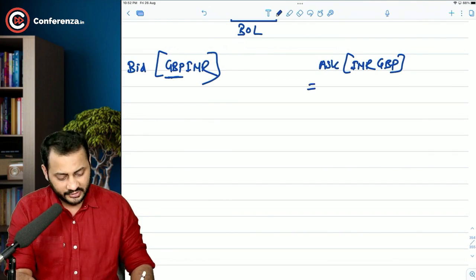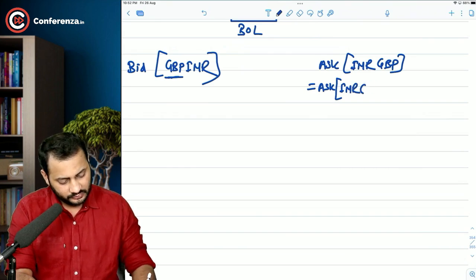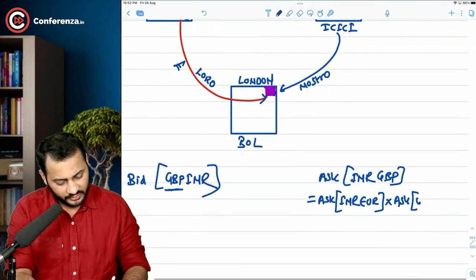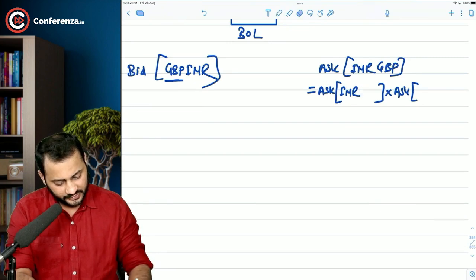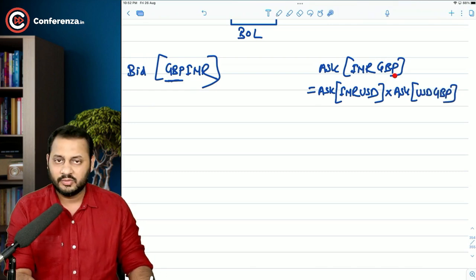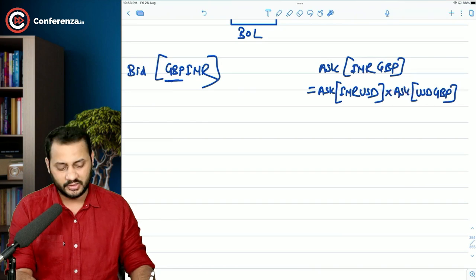What will be the cross rate? Ask INR USD, multiplied by ask of USD GBP. Whenever you frame a cross rate situation, the first currency should be put first and the last currency should be put last, and in between the common currency.